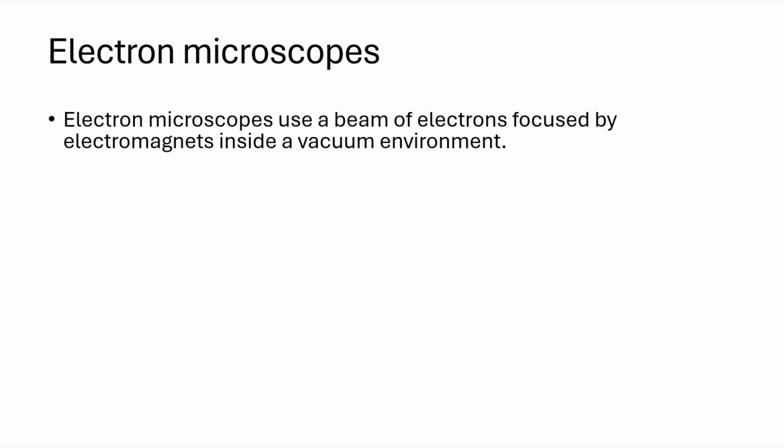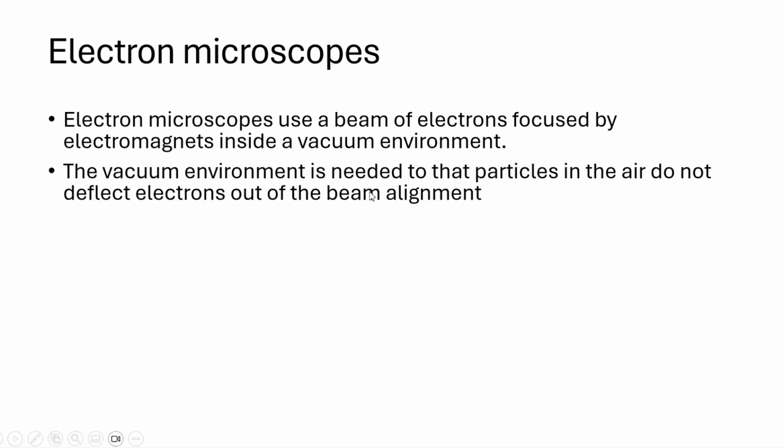They're going to use a beam of electrons from an electron gun, and that's going to be focused by electromagnets. Electromagnets effectively do the same thing as a lens. You know how the lens makes it do what it does? The electromagnets are going to make it do what it does. So they're going to concentrate and focus the beam of electrons.